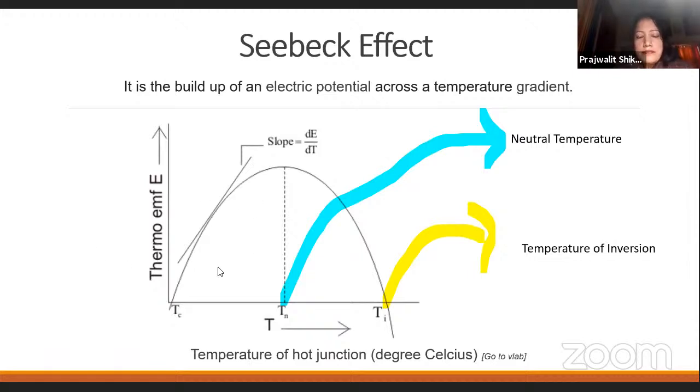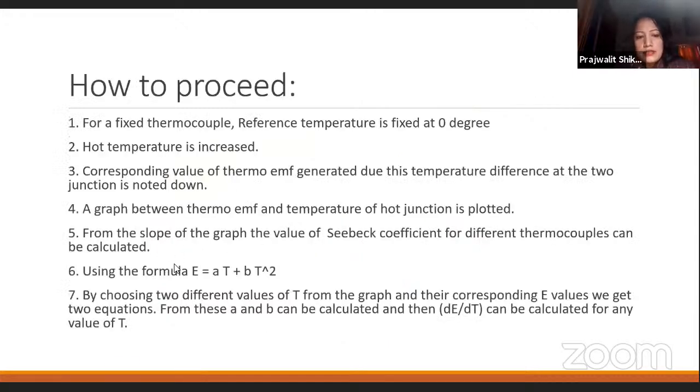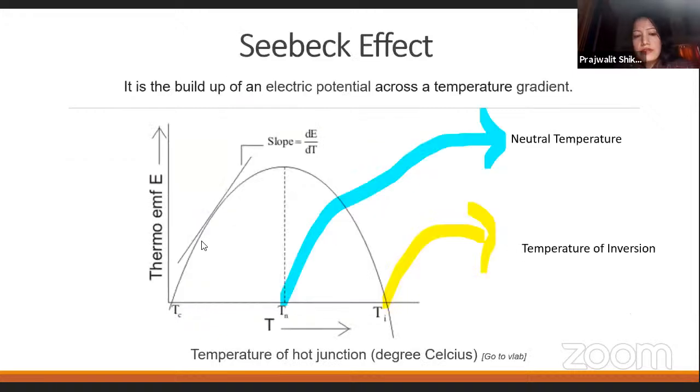So this is the graph that you will see in the VLab, where along the x-axis we plot the temperature of the hot junction, and along the y-axis is the generated thermo EMF because of that temperature change. And in this graph, you can see that there are two different points. As the temperature of the hot junction increases, the thermo EMF generated also increases, and it increases exponentially.